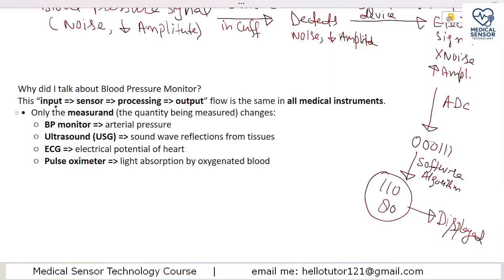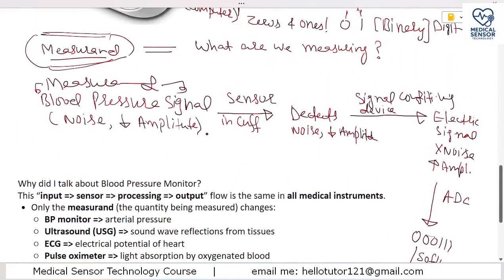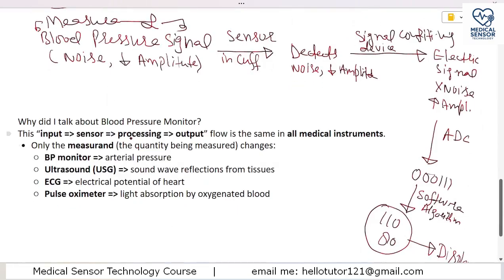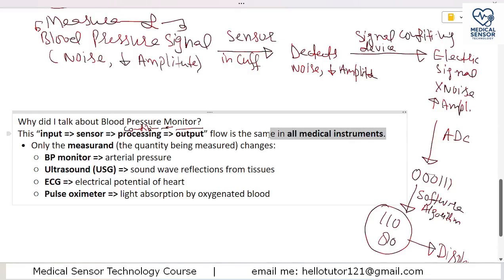So why did I talk about the blood pressure monitor? Basically we have input, we have sensor, we have processing. This processing, which removes the noise and increases the amplitude, signal conditioning, we also call conditioning. It goes through a lot of these things. Then the output, the human readable output, the desired output. This is the same in all medical instruments, and this is the reason we talk about this blood pressure monitor.